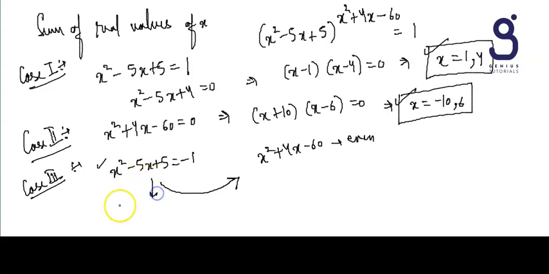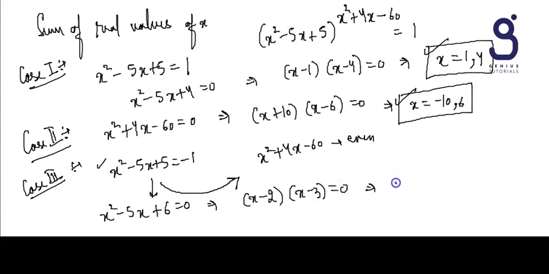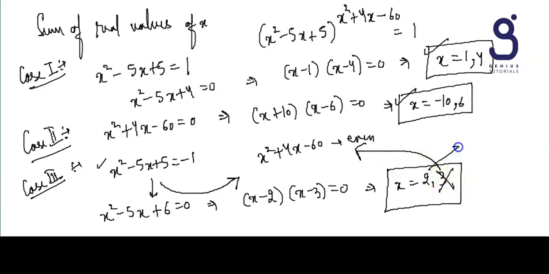So solving this, it will be x² − 5x + 6 = 0. That will give you (x − 2)(x − 3) = 0. That means x is 2 and 3. But make sure that at these two values, 2 and 3, we check whether x² + 4x − 60 is even or odd. Now if you substitute x as 3 here, this will give you an odd value. That means this is not possible. At 2, it will be 4 + 8 − 60. Yes, it will be an even value. So we can say the possible values of x are 1 and 4.